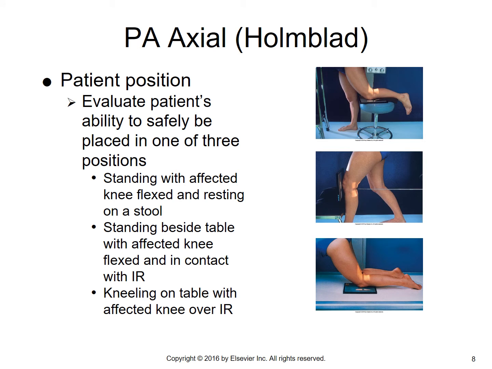We'll talk first about the PA axial, the Holmblad. You can see that there's variations on how you can perform this method. You have to evaluate the patient's ability to safely be placed in one of the 3 positions. It's either standing with the affected knee flexed and resting on a stool, as in the top picture, standing beside the table with the affected knee flexed and in contact with the IR, the middle picture, or kneeling on the table with the affected knee over the IR.